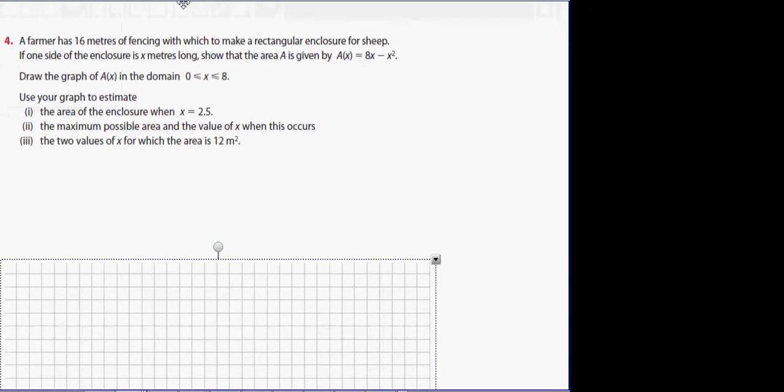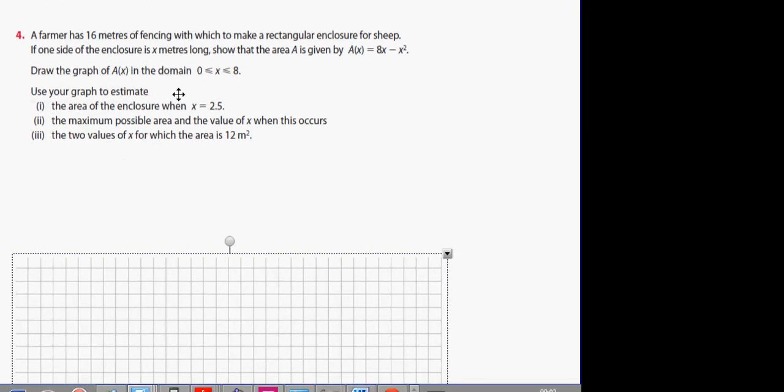A farmer has 16 meters of fencing, which he uses to make a rectangular enclosure for sheep. One side of the enclosure is x meters long. Show that the area is given by 8x minus x squared.